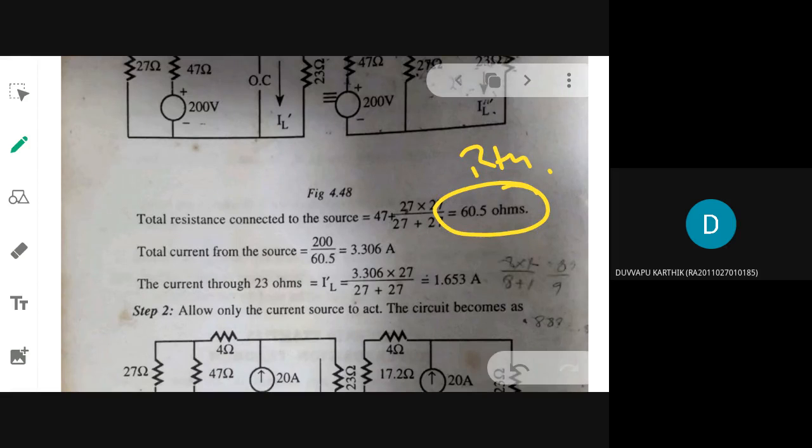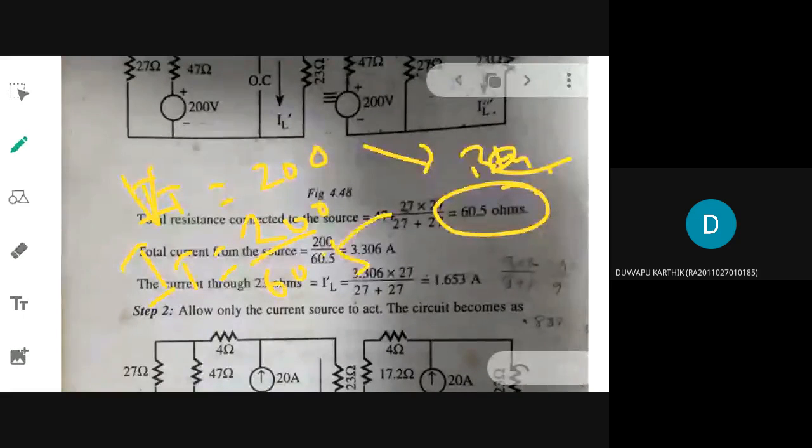Okay. Now total current you need to find out. The given voltage source is 200 volt. The corresponding equivalent resistance is 60.5. So we can find out, sorry, this is V. So total current is 200 divided by 60.5. So what is the total current that you are having? 3.3. 3.306. Okay. Now I have found out the total current.